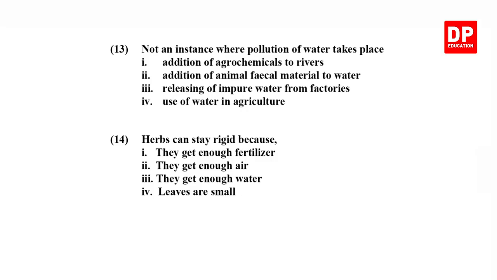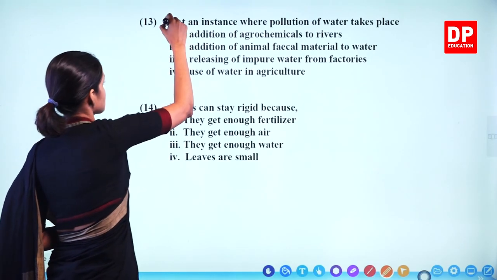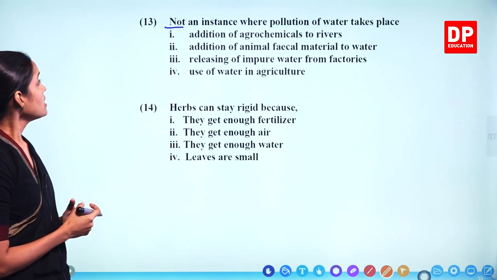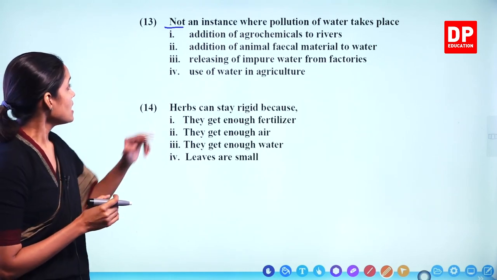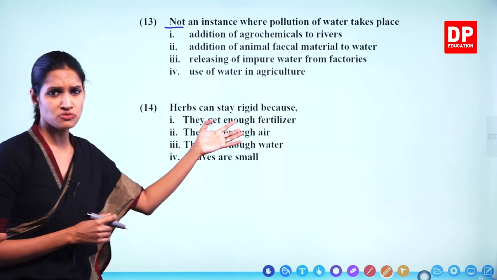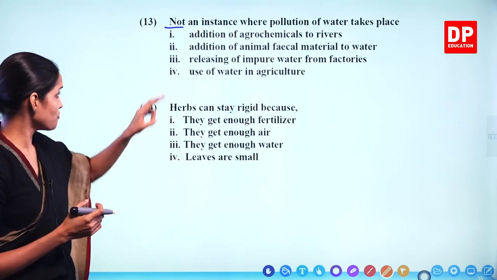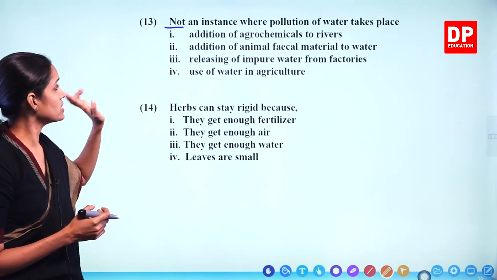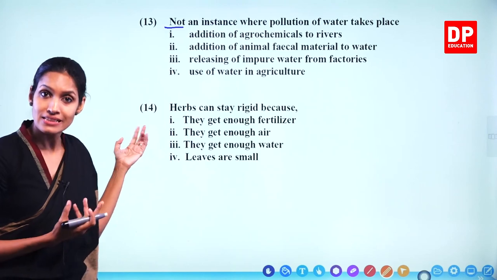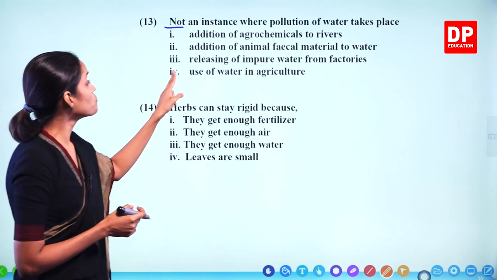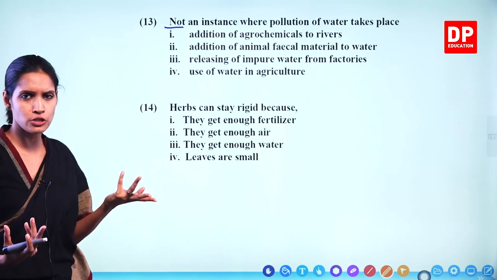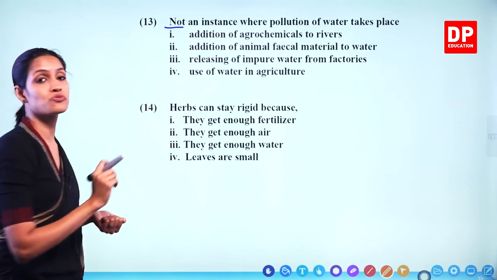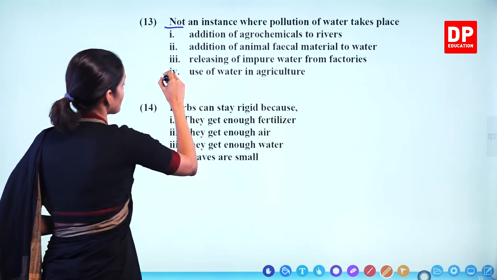Right. Number 13. Not an instance where pollution of water takes place. We will go through. Addition of agrochemicals to rivers, it's definitely an instance where pollution takes place. Addition of animal fecal materials to water, water gets impure because of this fecal matter. Therefore, this is also one method of pollution of water. Releasing impure water from factories, that is also correct. Use of water in agriculture is not a way of pollution. Therefore, the answer is use of water in agriculture.